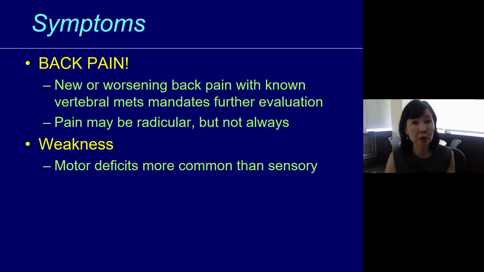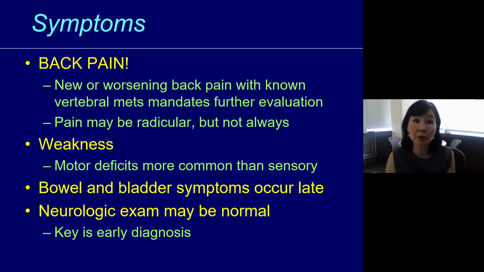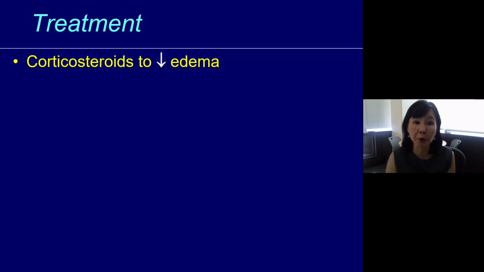Weakness, the motor deficits will come before sensory, but again, you don't want to necessarily wait for motor deficits to happen. And bowel and bladder symptoms really occur quite late. And the neural exam may be normal. So the key is early diagnosis. And MRI is the imaging of choice, which is why it was that answer, rather than a CT scan and bone scan to look for progression, because sometimes the only area of progression can be seen in the spine. So the first thing is corticosteroids to decrease edema.